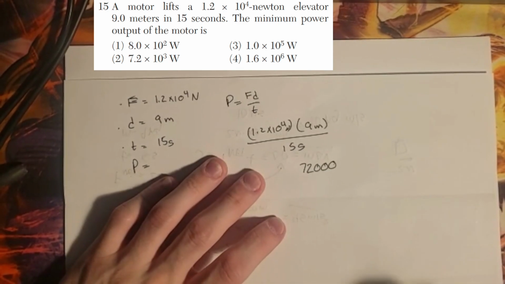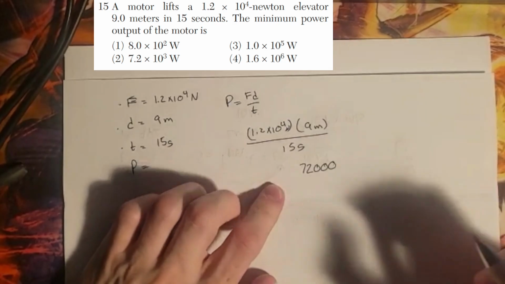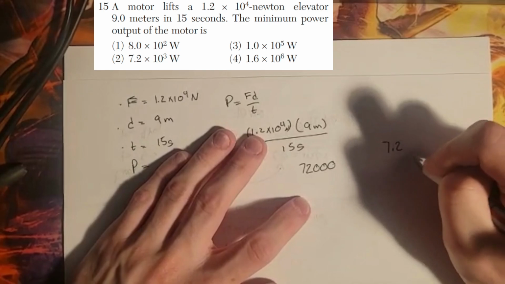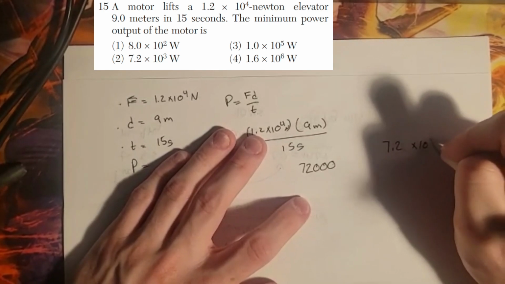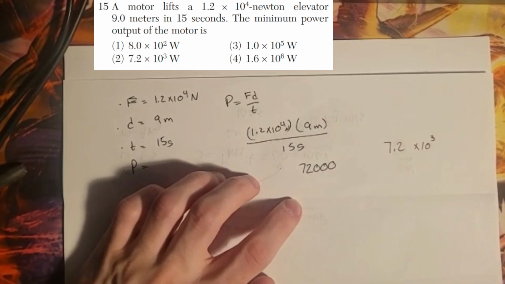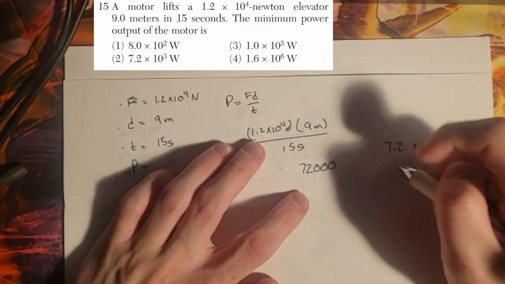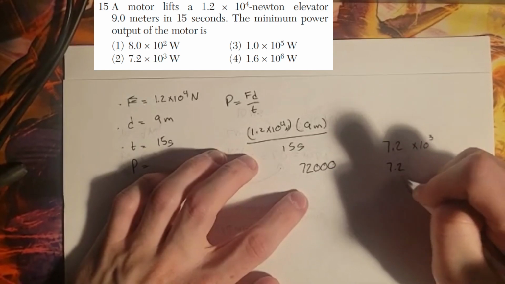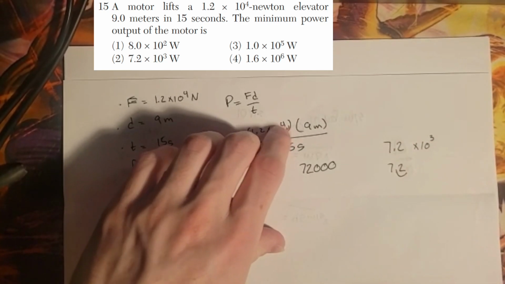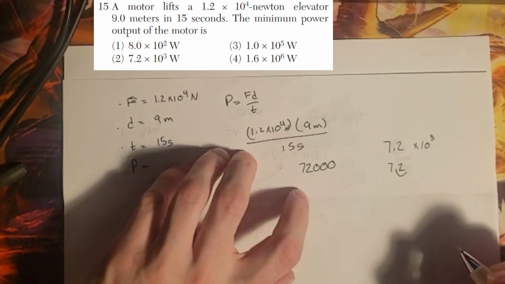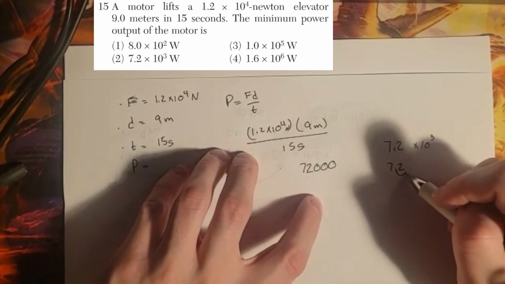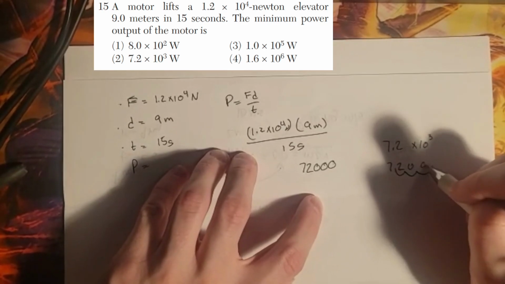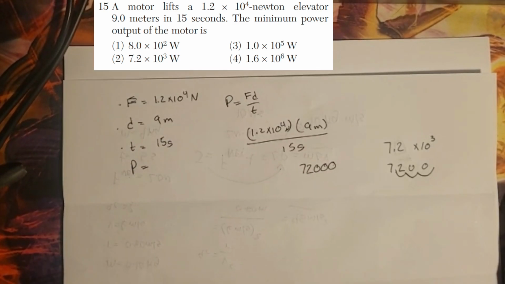So I got 72,000 here, which if you look at your options, that would be 7.2 times 10 to the 3rd power, right? 7.2 times 10 to the 3rd power. Actually, now I'm looking at it, is that right? No, it looks like I made a mistake somewhere in there. Must have put the wrong power of 10. I'll double check my work, but 7.2 times 10 to the 3rd means you move that 1, 2, 3. So I should have gotten 7,200. Let me double check what I did wrong for this one.